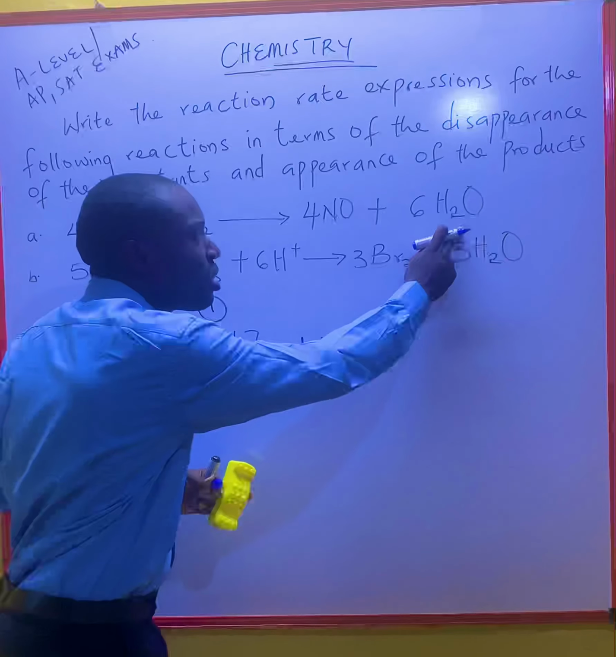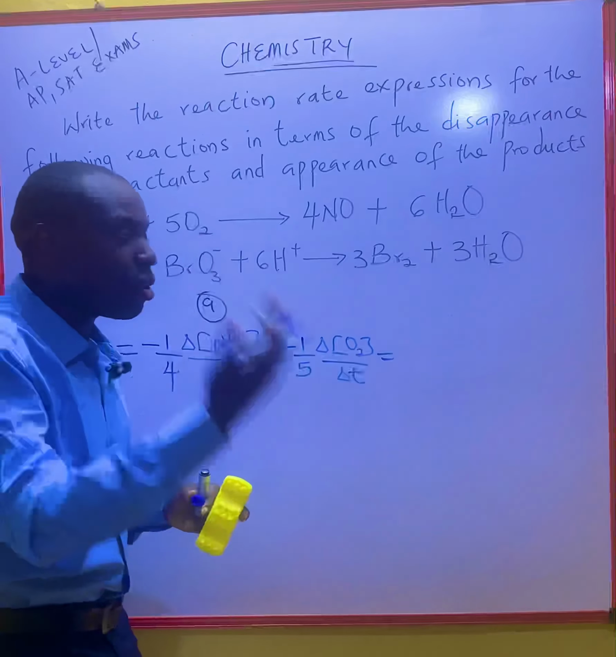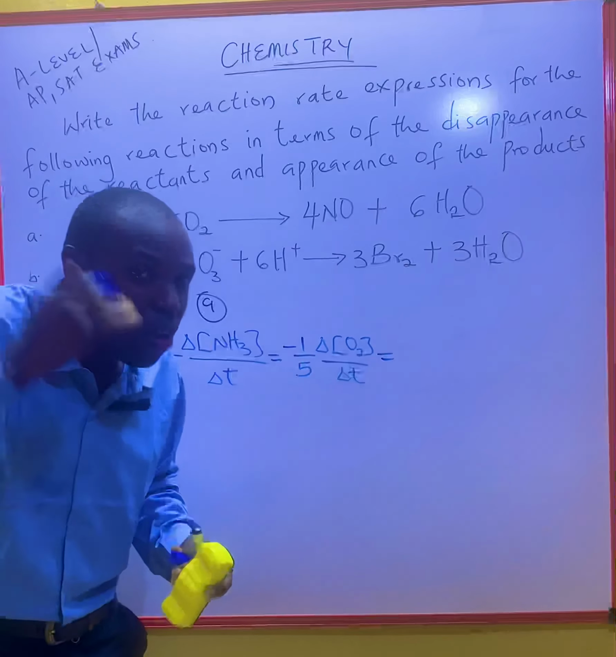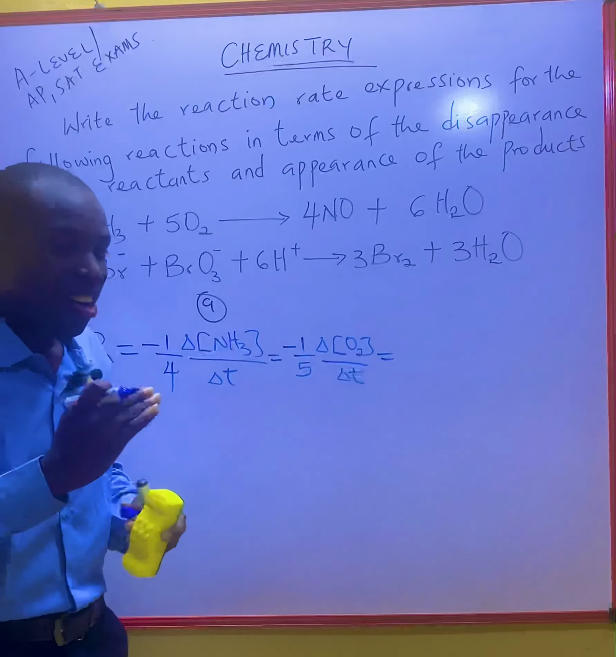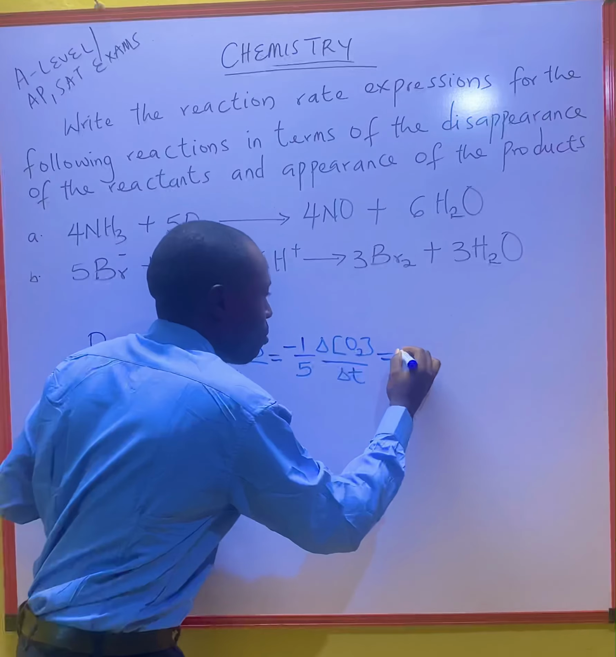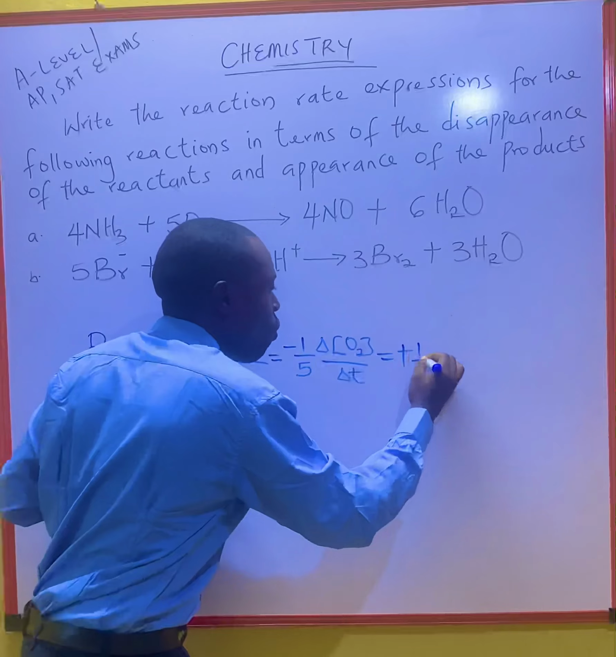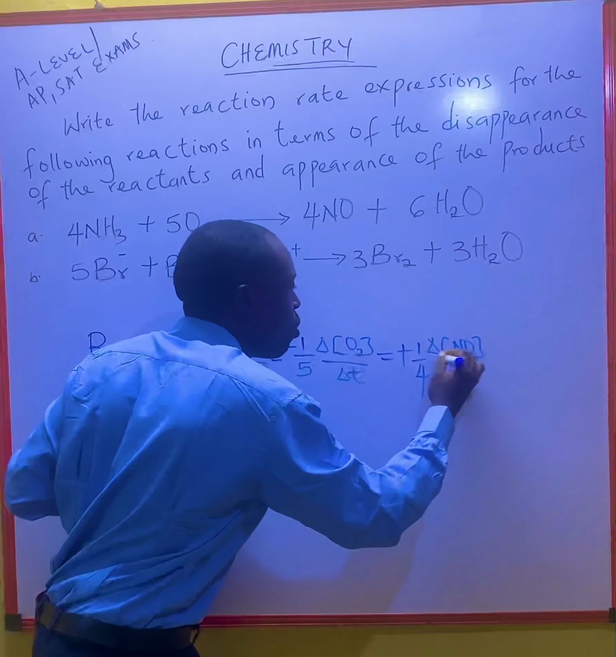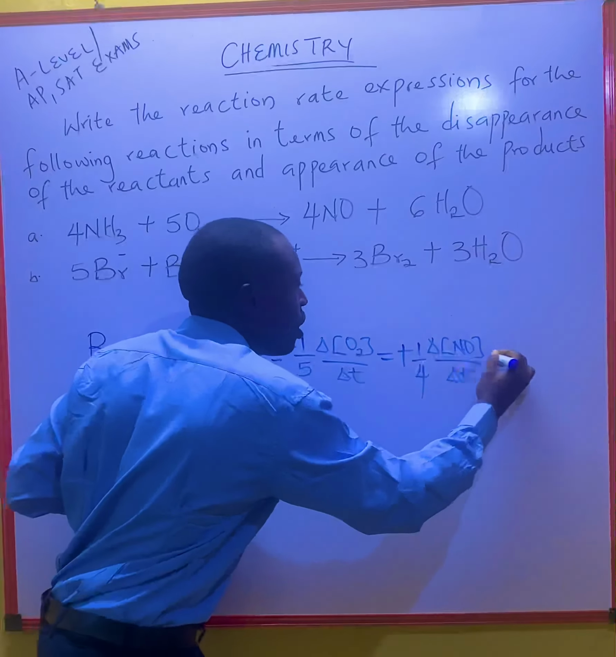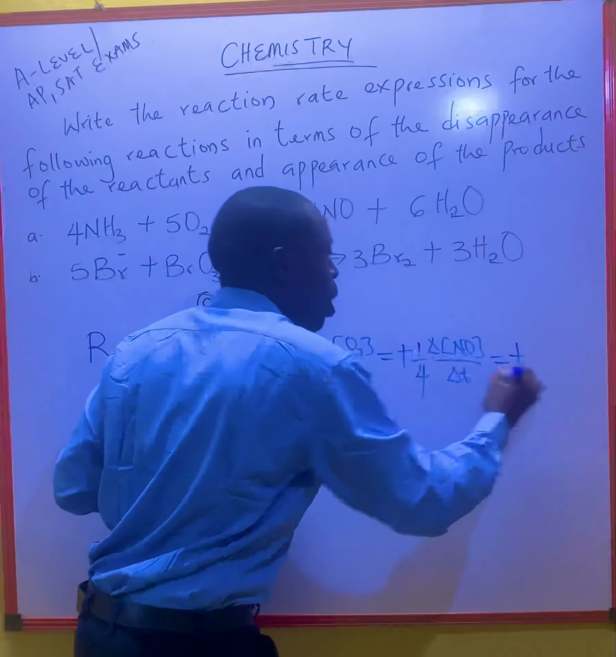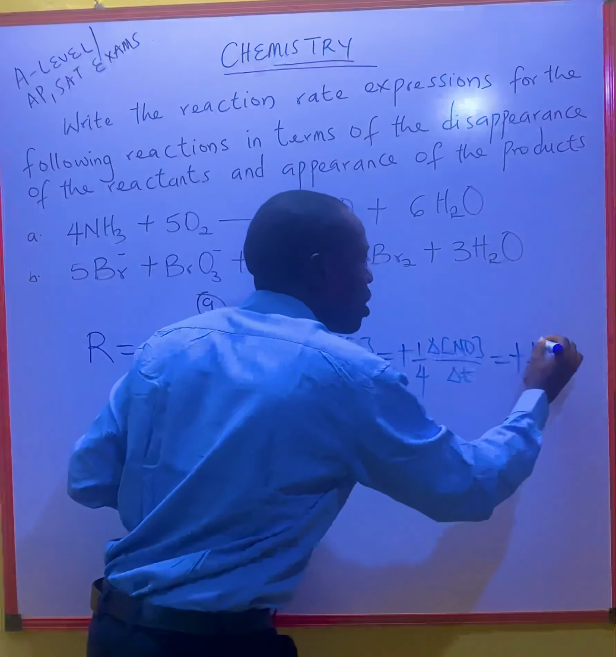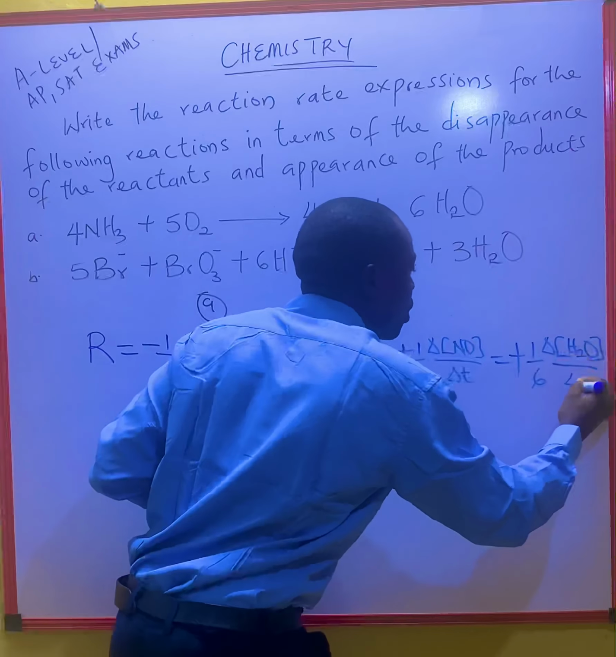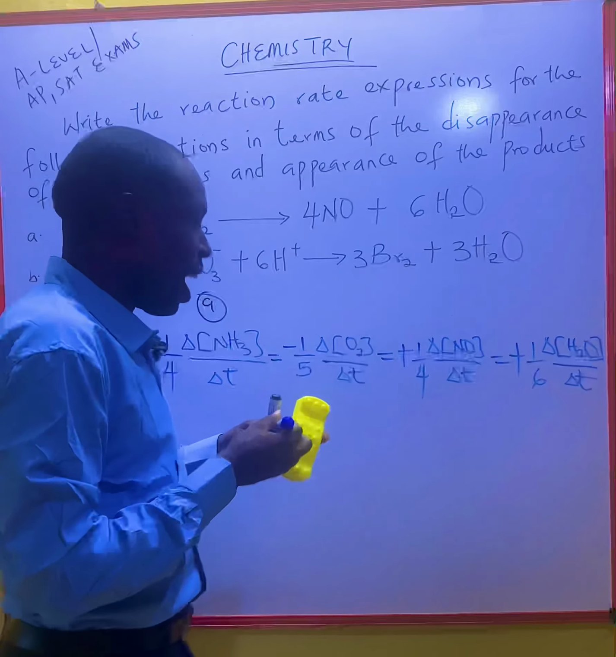nitrogen(II) oxide and water are formed. So they will take positive sign. Their coefficient will become 1 over their coefficient. 1 over their coefficient. Don't forget that, please. Okay, so we can start. Now it becomes plus 1 over 4, change in the concentration of NO over change in t, is equal to plus 1 over 6, change in the concentration of H2O over change in the time.